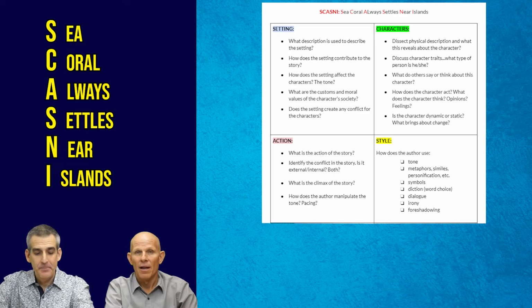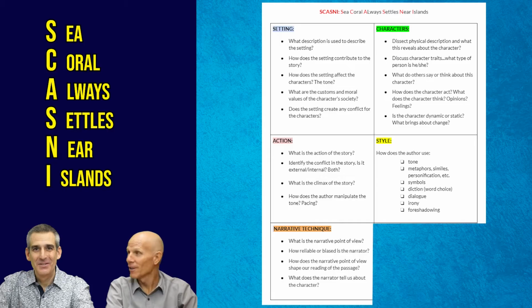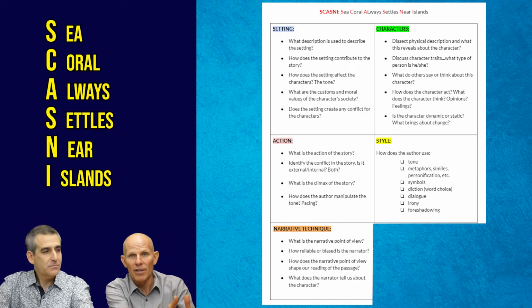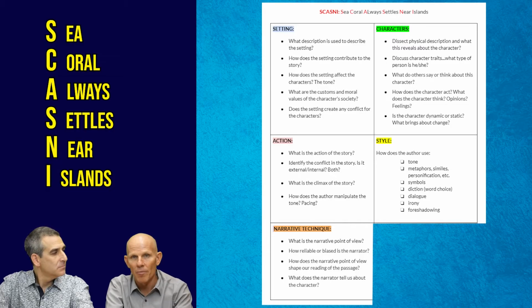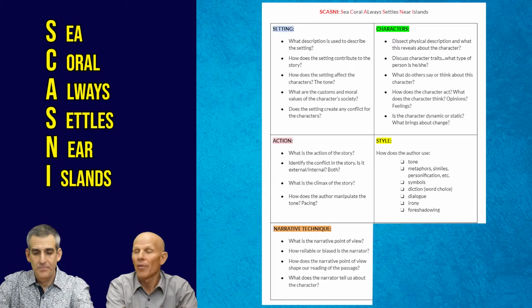Yeah, that's great. N is our special edition, and we want to thank one of our colleagues, Lisa, who pointed out that this is very important. This is the narrative technique. We want to think about the narrative point of view. Is it third person limited? Is it third person omniscient? Is it a first person narrator? Does the narrator have some kind of bias that's shaping our thinking and our reading? What can we say about that narrative point of view?